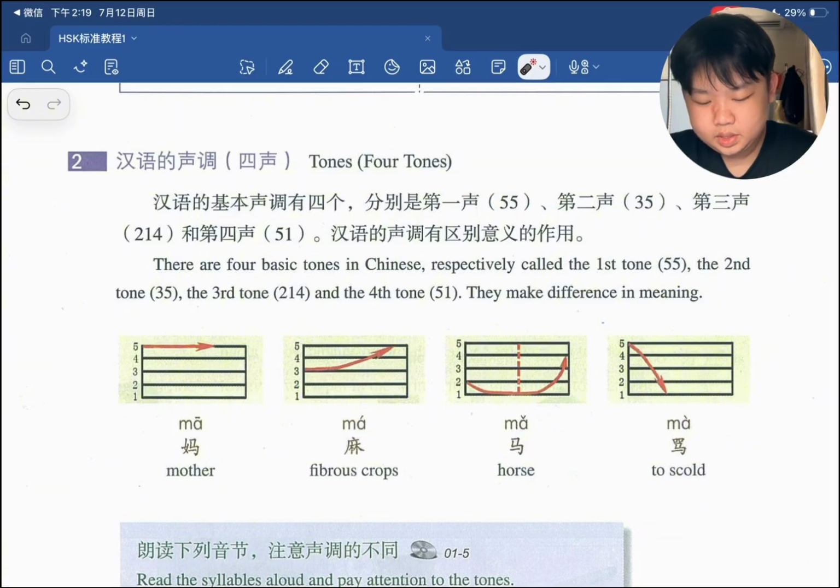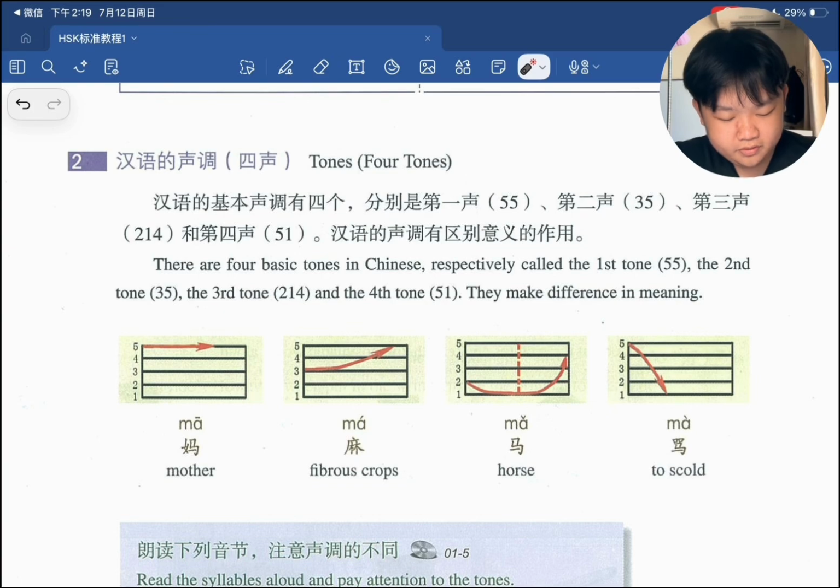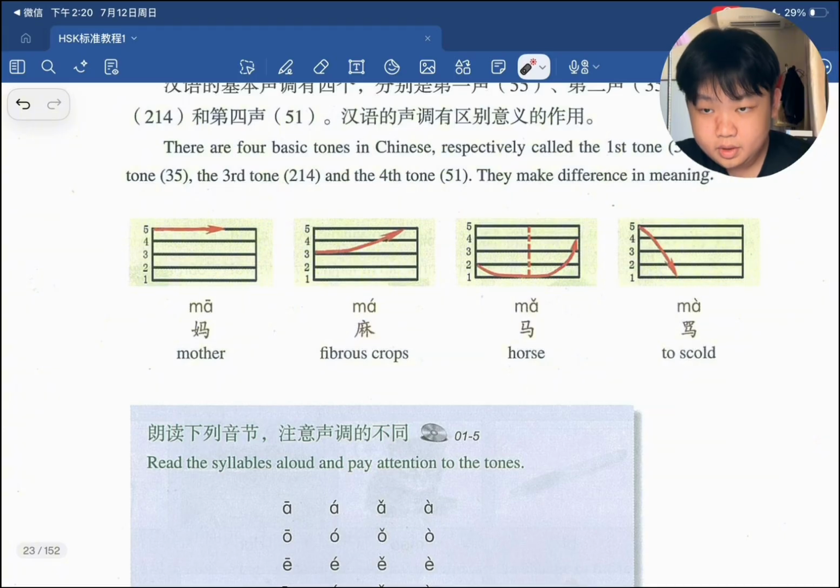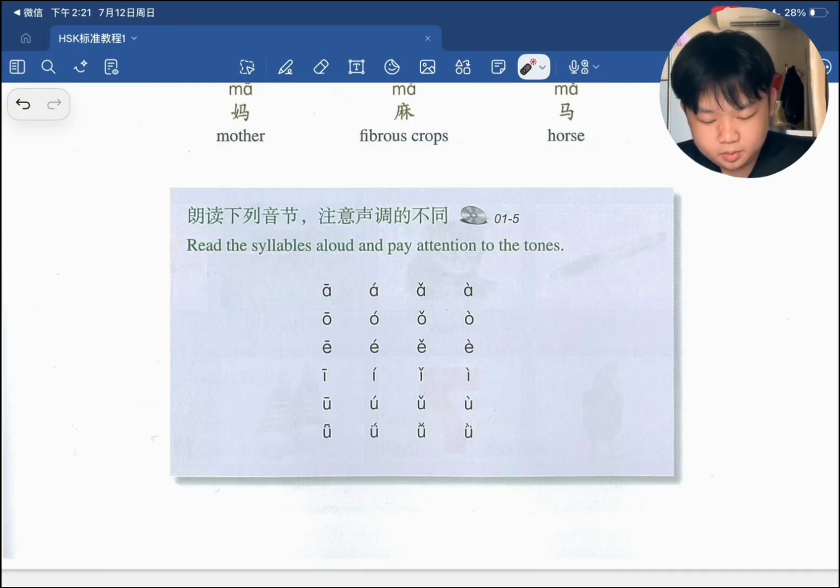Second, the tones. There are 4 basic tones in Chinese, respectively called the first tone, 5-5, the second tone, 3-5, the third tone, 2-1-4, and the fourth tone, 5-1. They make a difference in meaning. So the exact same syllable can have completely different meanings when pronounced with different tones. For example, ma means mother. Ma means fibrous crops. Ma means horse. Ma means to scold.